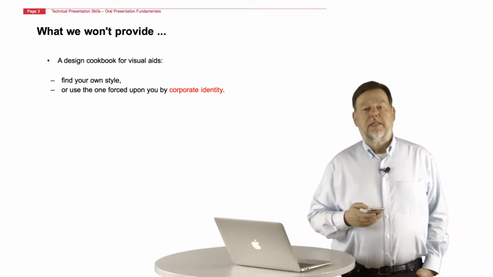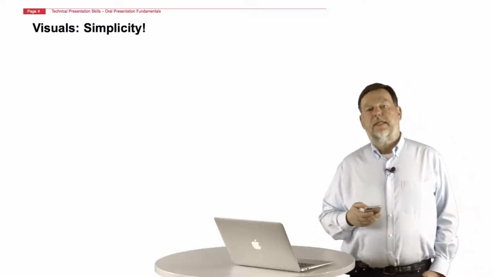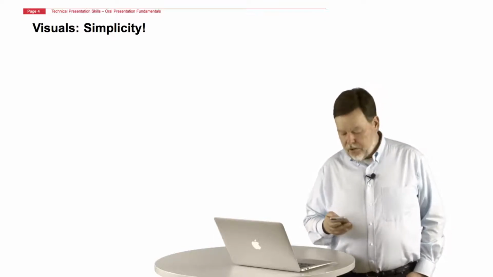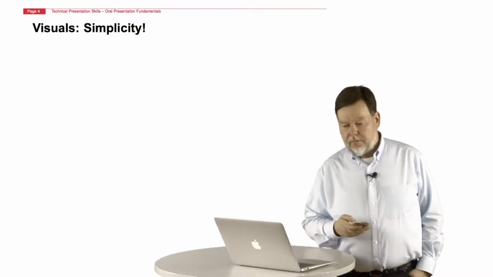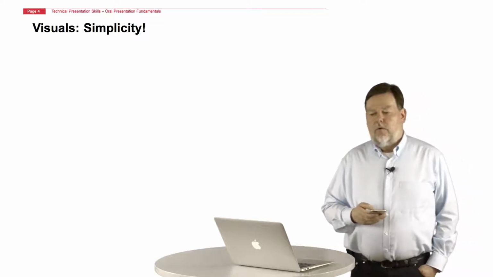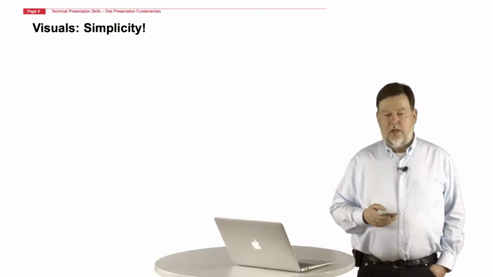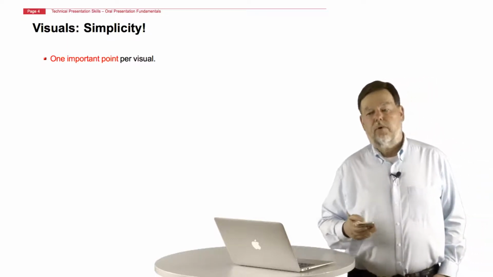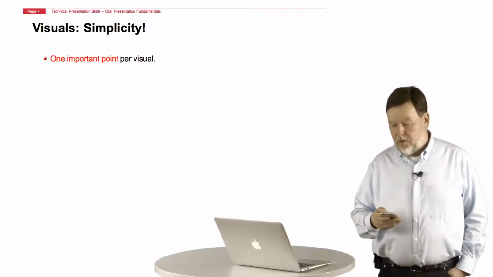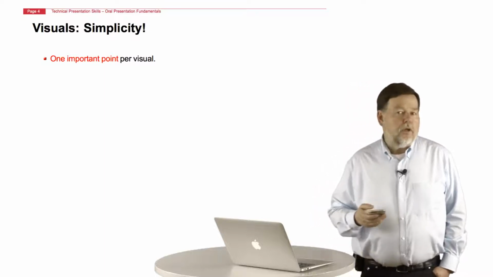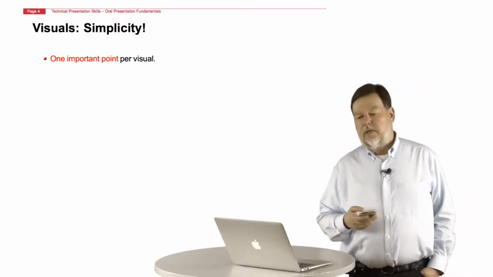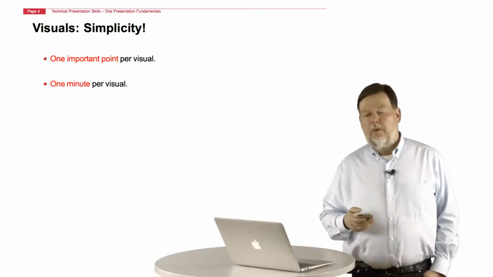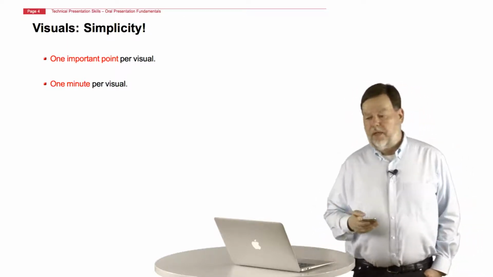The most important message, in my opinion, when designing visual aids for technical and scientific presentations is really simplicity. This means, in a nutshell, that you should have no more than one important point per visual, and that you should allow approximately 1 minute per visual. So this is easy to remember: one important point, 1 minute per visual.